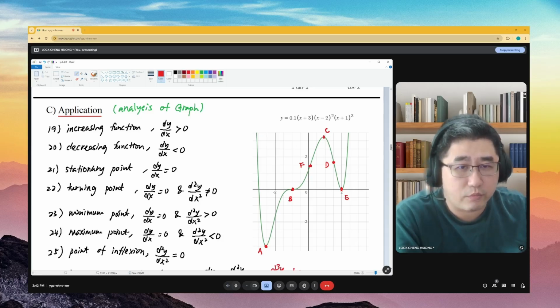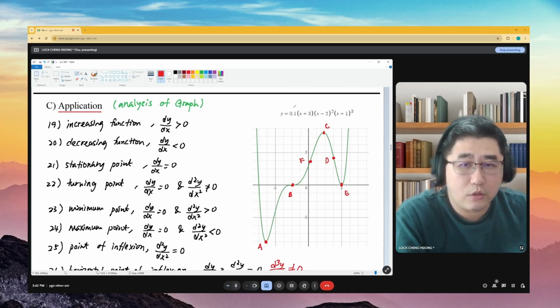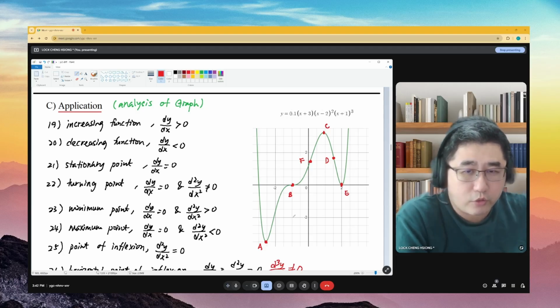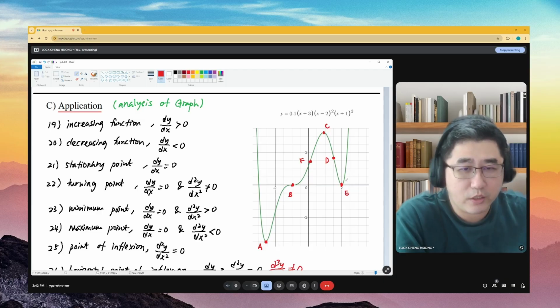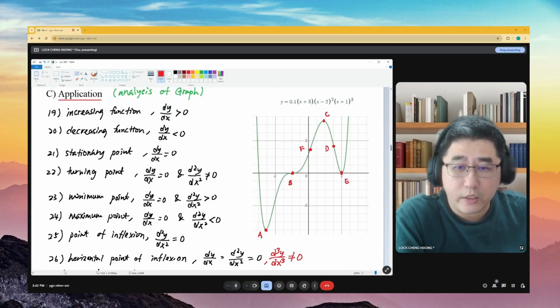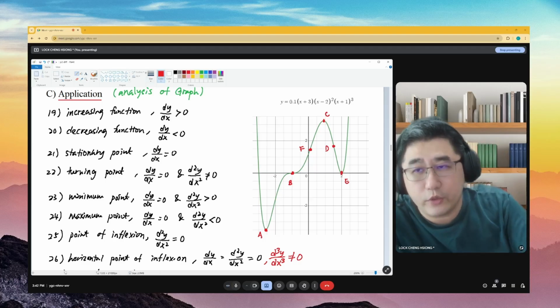This is just a reminder from the P1 differentiation. Over here I draw a sketch of the graph y equals 0.1(x + 3)(x - 2)^2(x + 1)^3, and from that I generate the green curve. From the green curve, I located some points: point A, point B, point F, point C, point D, point E. That can help us identify the property of each of these points.